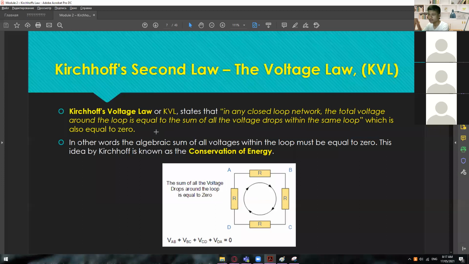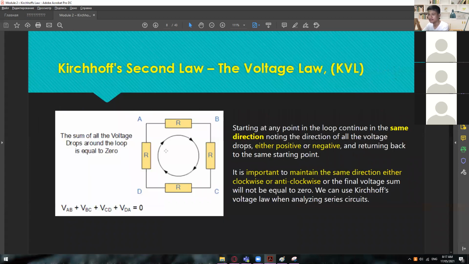Okay. So that is why in here, where is that one? So in other words, the algebraic sum of all the voltage within the loop must be equal to 0. So this idea by Kirchhoff is known as the conservation of energy. Okay, so in here we have VA plus VBC plus VCD plus VDA. And if we have a voltage source in here, that is equal to that voltage source. Anyway, so we'll talk more about KVL.